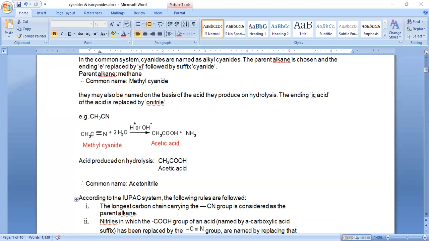Okay, so in the nomenclature of cyanides, generally we use two types of words: root word and suffix. Here we have two types of suffix. One is the primary suffix, which may be "an", "en", or "yn". That means the primary suffix indicates the nature of the alkyl carbon chain. And next is the secondary suffix. For cyanides, that is nitrile, and for isocyanides, that is carbylamine.